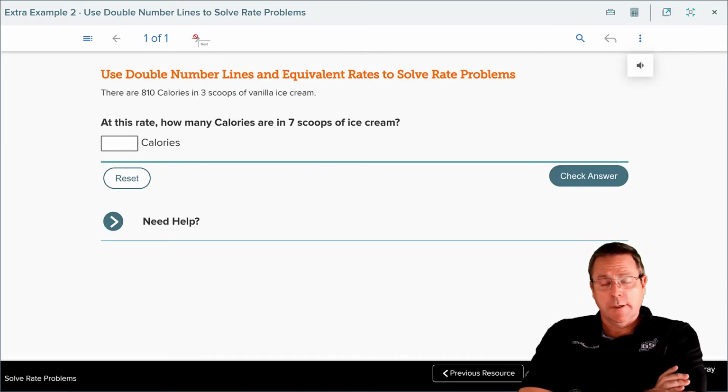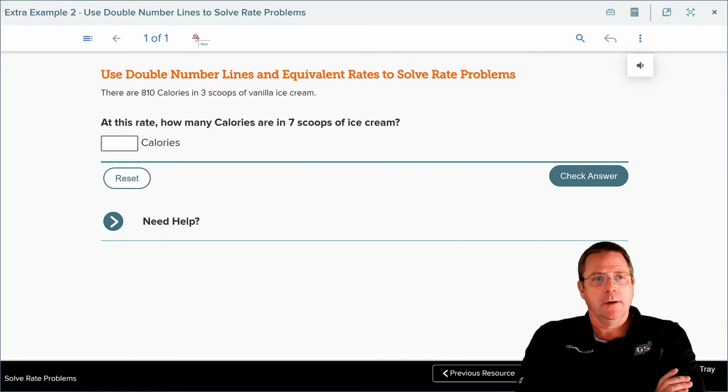Alright, that check did not work, so we skipped it, and now it is your time. You get to pick. Do you want to use the double number line, or do you want to use equivalent rates to find out how many calories there's going to be in 7 scoops of ice cream? Stop the recording and work on this one.